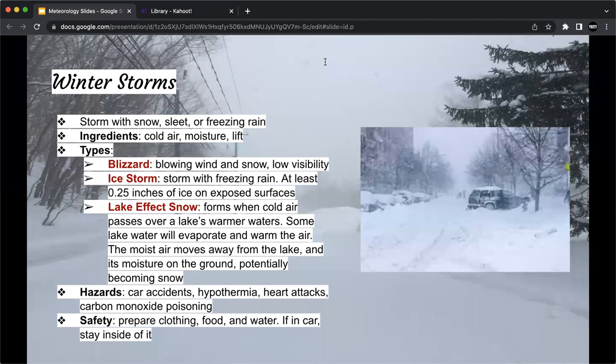So if you're ever in a winter storm, I don't know if anyone's living up in the northeastern United States, just make sure to prepare clothing, food, and water.